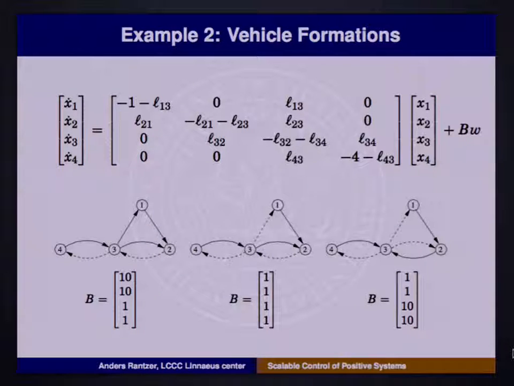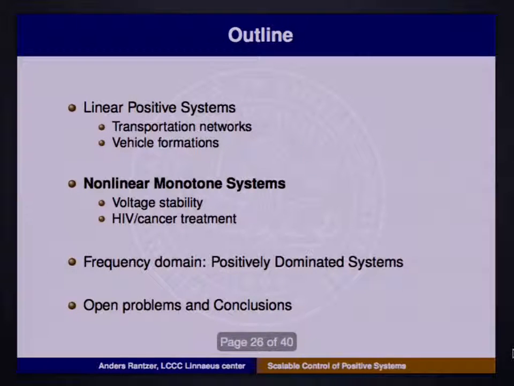So if, when the first vehicle, depending on where the disturbances hit, you get arrows that are being dotted or full. That's the message. Okay, so this was some of the theory that's available for linear positive systems.